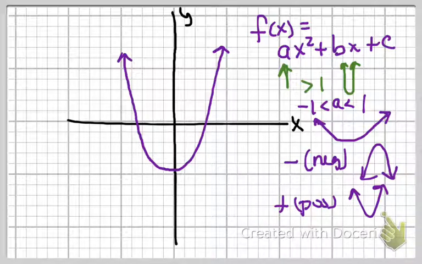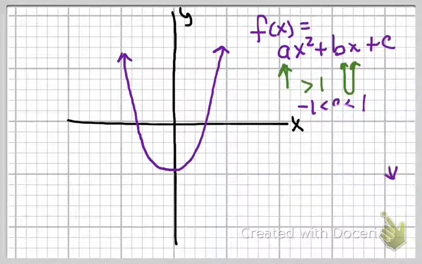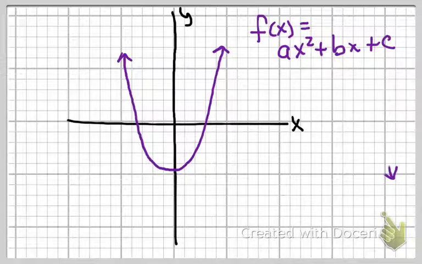The C value is our y-intercept. So the C value represents where our parabola will touch the y-axis. So this is our y-intercept. The B shifts the vertex. It moves the vertex.